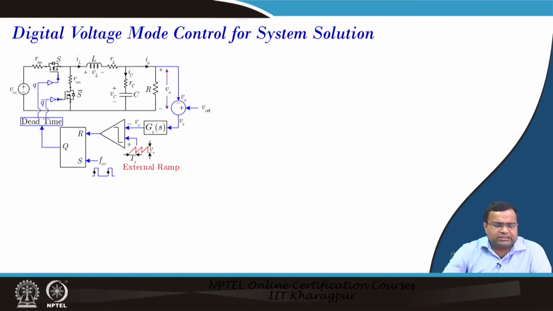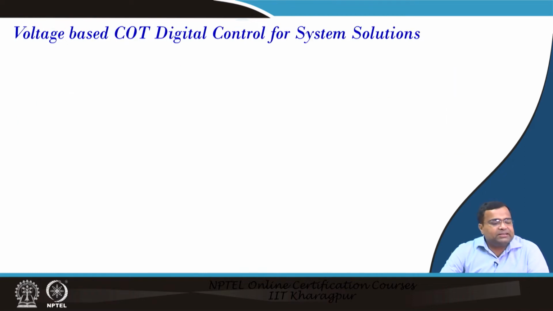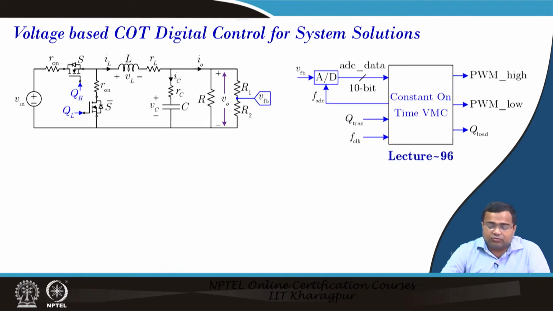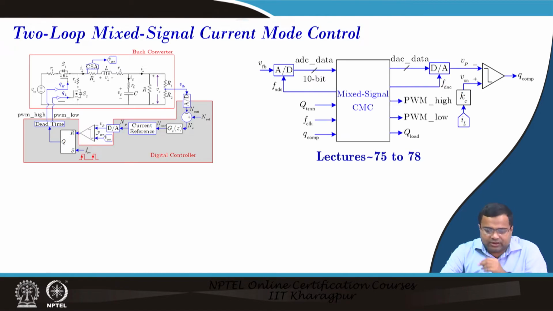Okay, so digital control system solution. We have discussed digital voltage mode control in lecture numbers 71 and 75. We have synthesized the Verilog HDL code. We have discussed digital voltage-based constant on-time digital control, with Verilog HDL synthesis, in lecture number 96. Then we have discussed two-loop mixed signal current mode control, and we have developed this digital control using Verilog HDL synthesized code, and we have also prototyped using FPGA in lectures 75 to 78.